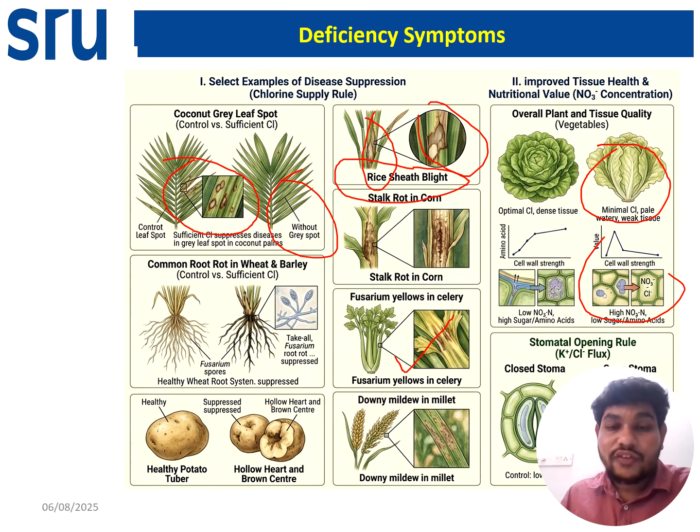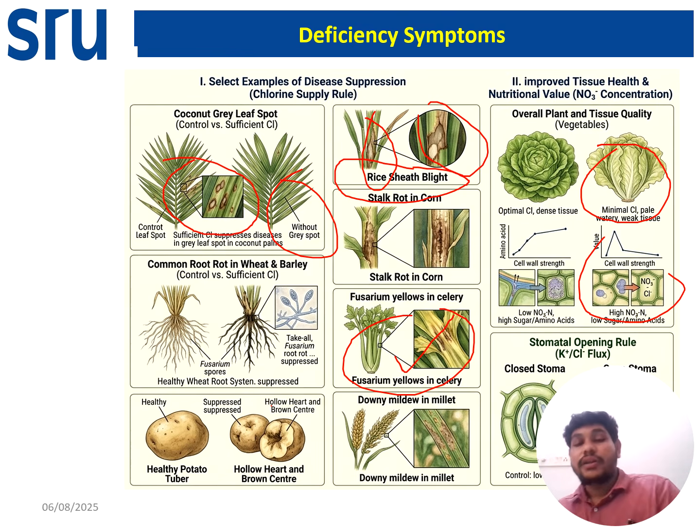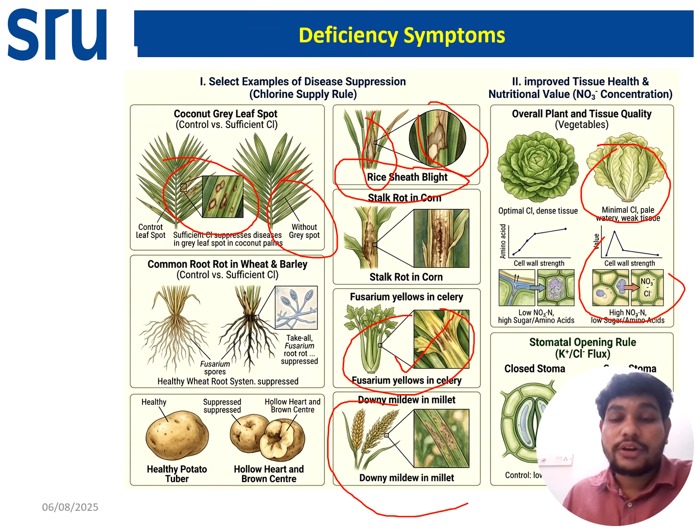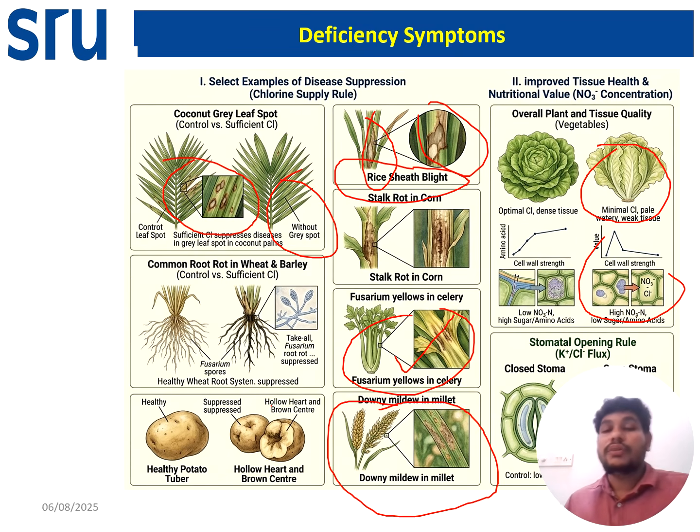Then the attack of fusarium in the absence of chlorine. If the chlorine content is less, fusarium attack will be more. Then powdery mildew attack also will be more in different crops. So if the chlorine content is adequate, we can control many diseases, like powdery mildew, downy mildew, fusarium, any fungal diseases.